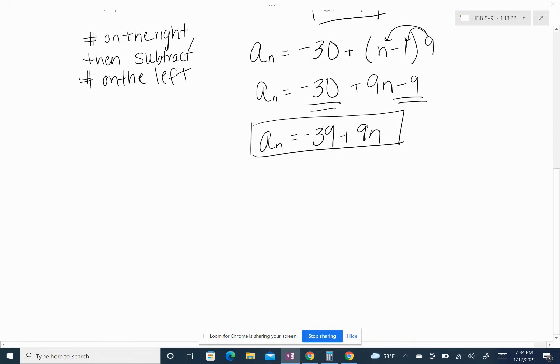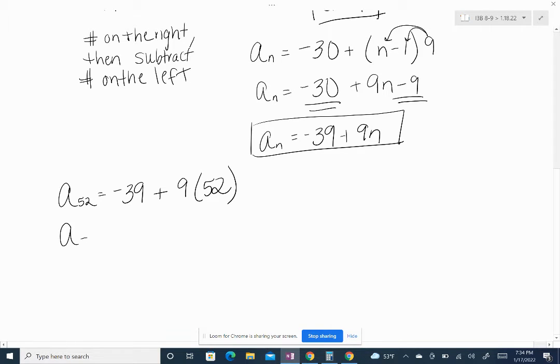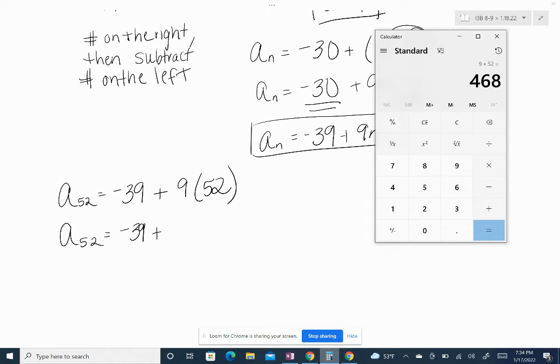Now we can use our explicit formula to find the 52nd term. So a_52 is going to be negative 39 plus 9 times 52. Definitely don't know that off the top of my head. So 9 times 52 is going to give me 468. So a_52 is equal to negative 39 plus 468.